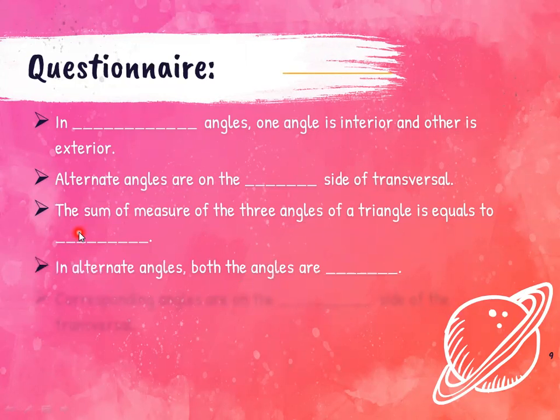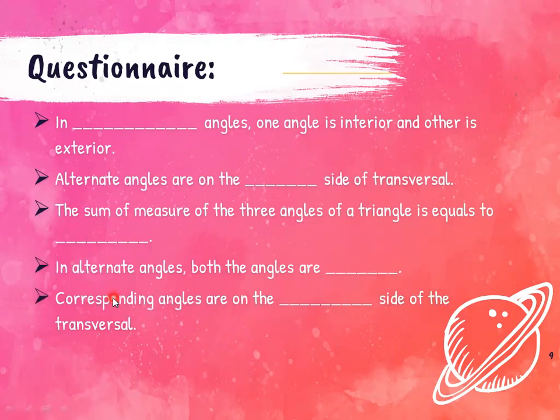Understand? In alternate angles, both the angles are dash. Both the angles are interior. In alternate angles, both the angles are interior. Whereas if you talk about corresponding angles, corresponding angles are on the dash side of the transversal. So what will be the answer here? Corresponding angles are on the same side. So the answer will be same side of the transversal.